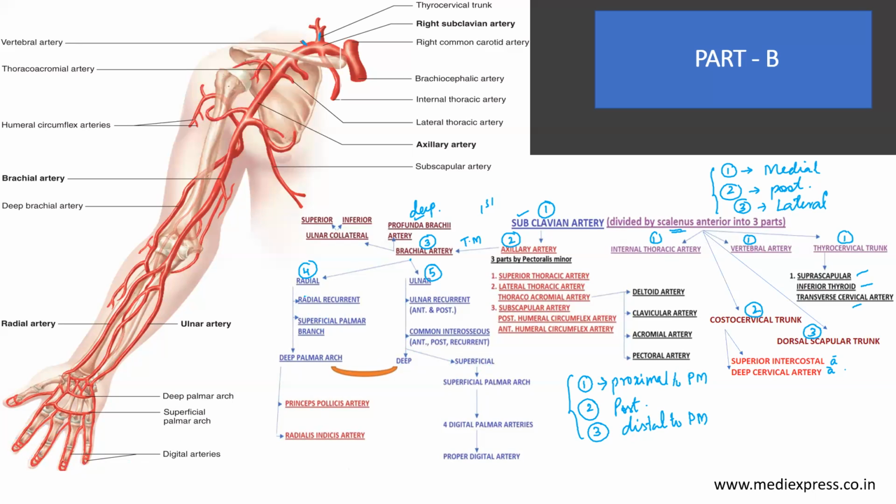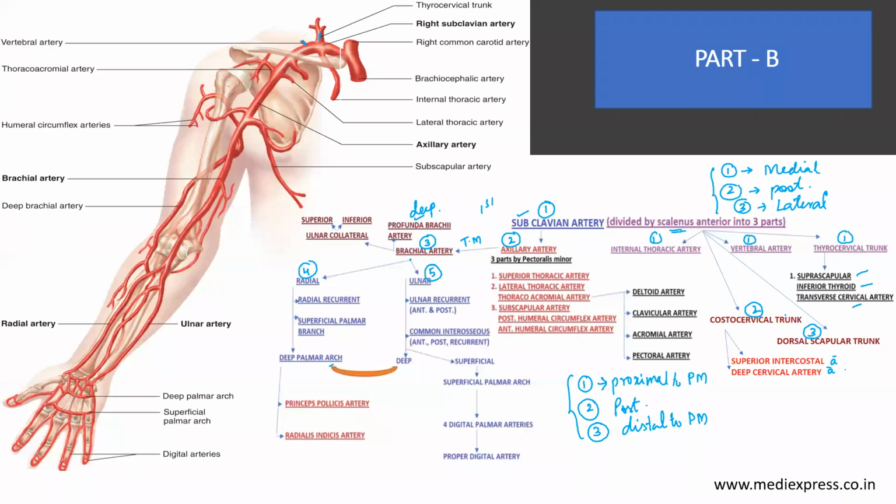The radial artery over here comes in contact with the deep palmar arch and forms it. From the deep palmar arch, we have two: one is the princeps pollicis artery, and the other one is the radialis indicis artery. Now, this deep palmar arch and the deep ulnar branch of the artery have a connection. Okay, so this was about the arterial supply to the upper limb.